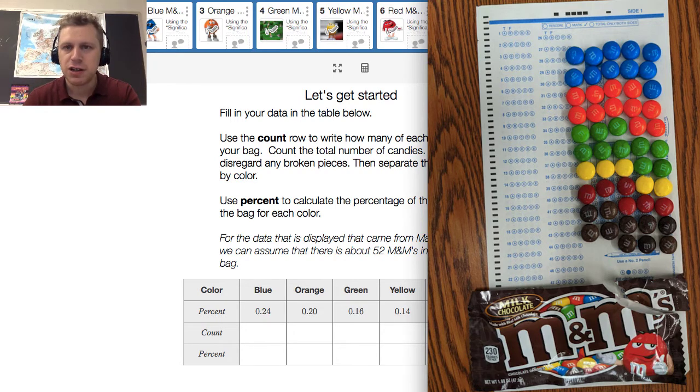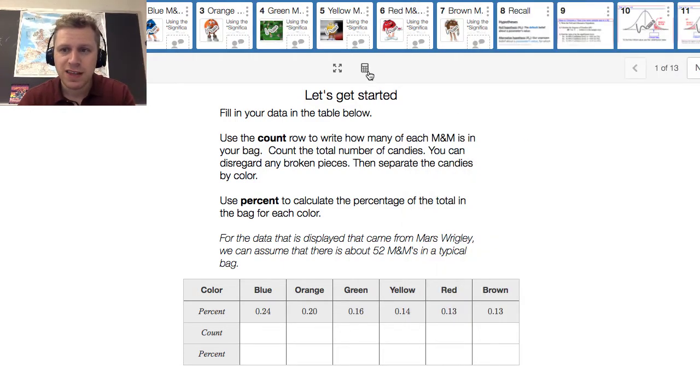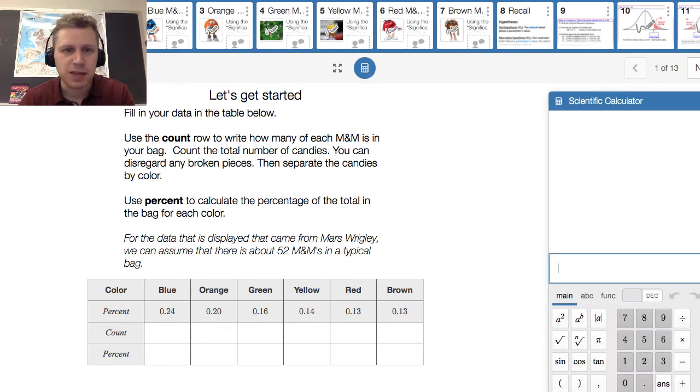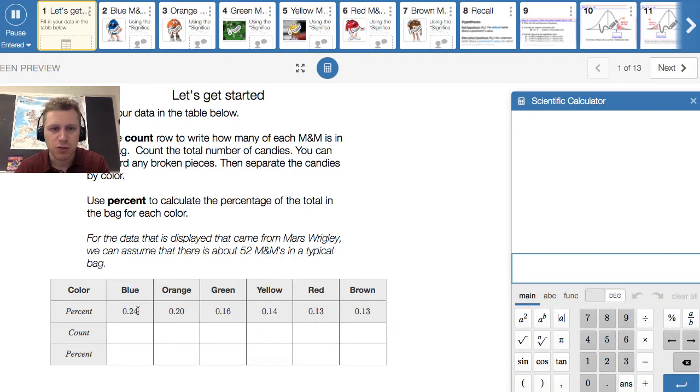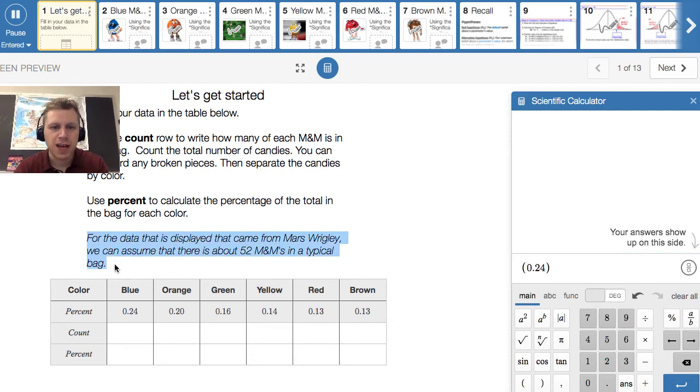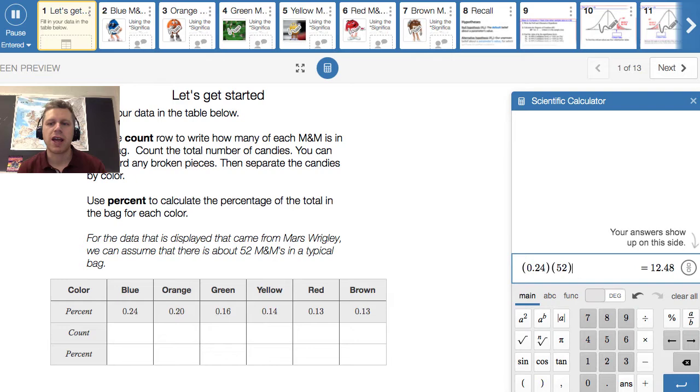First things first. They never told me how many should be blue, so let's figure that out. One thing that they did tell me at the beginning is that something like 24% of them were blue, which I'll write as 0.24. And they also told me, if you read right here for the data displayed, that there's about 52 M&Ms in a typical bag. So if I multiply this 24% by 52, I can see that there's 12.48 expected blue M&Ms in the bag. That's how many they expect to be in there, 12.48.